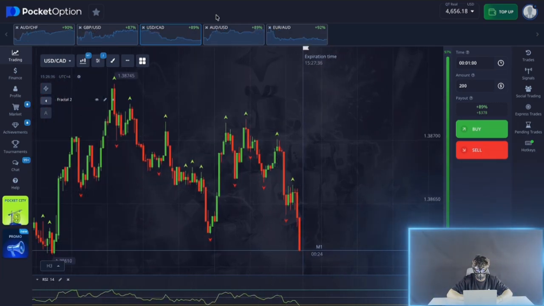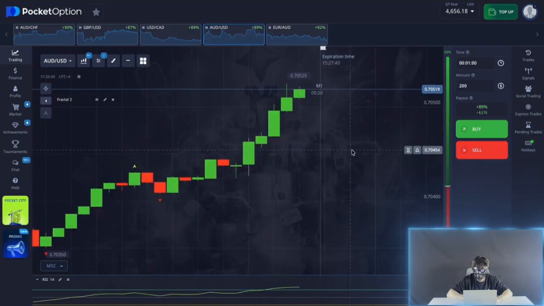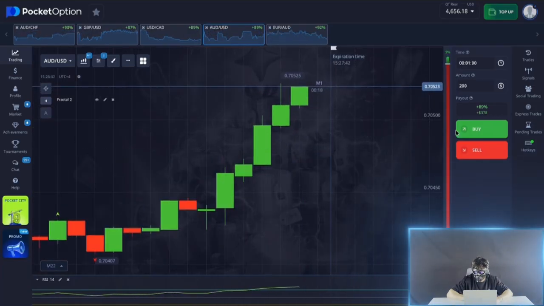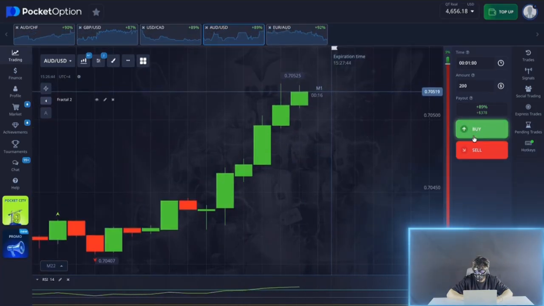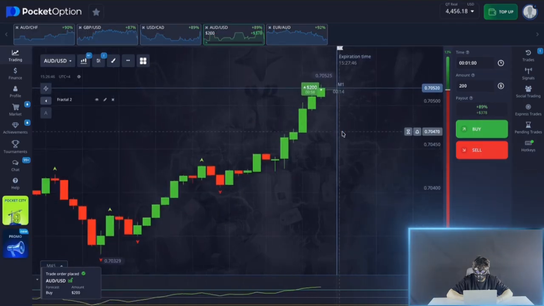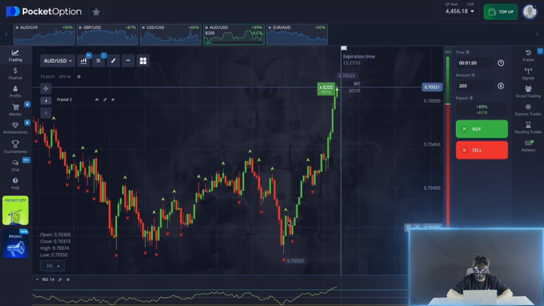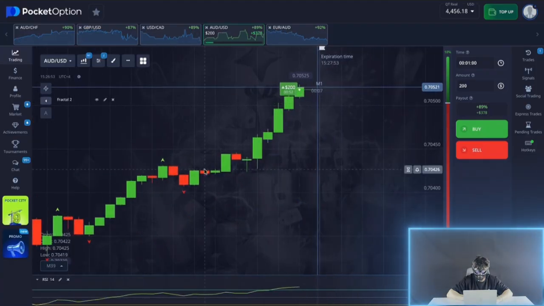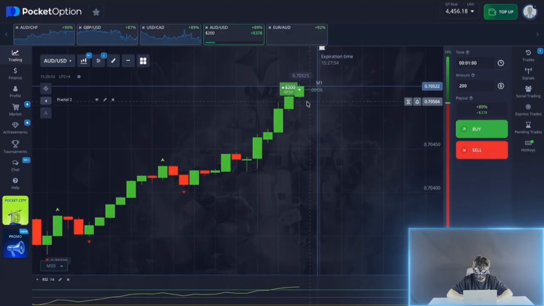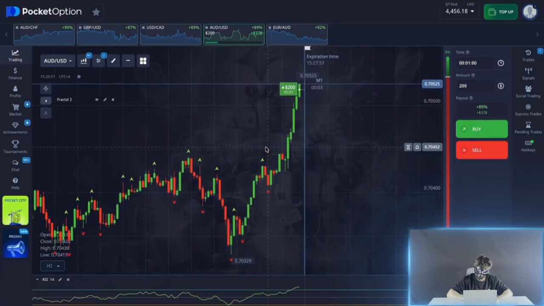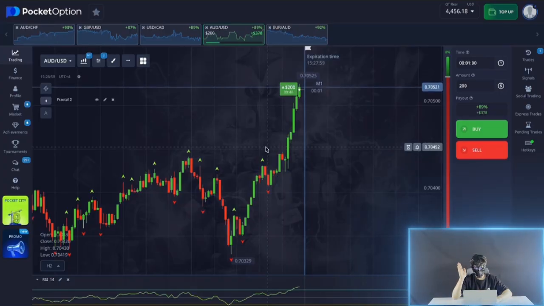Okay, now let's take a look at another different currency pair. Oh, we see a very strong upward trend here. I think that we can initiate an upward trade because we clearly see a very powerful upward trend. And as you can see, it's very steady. The market, or rather the chart, is constantly going up.